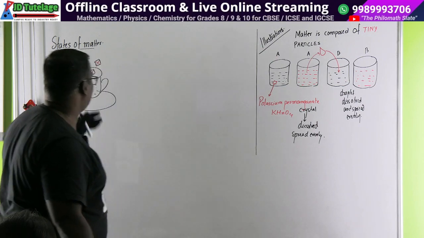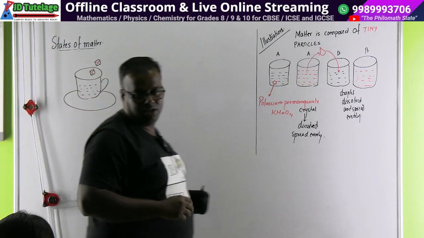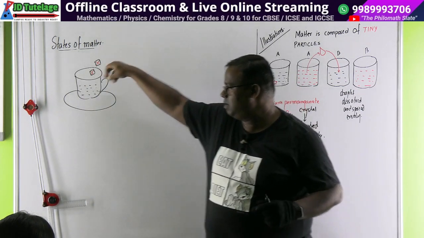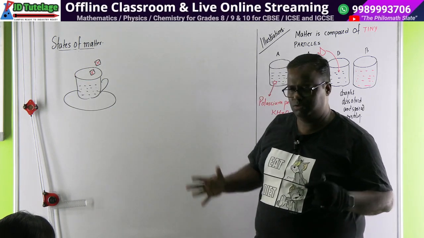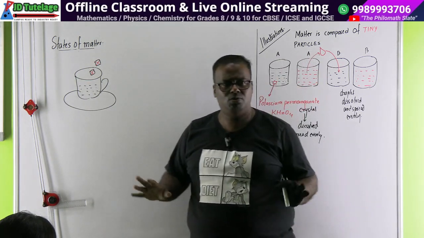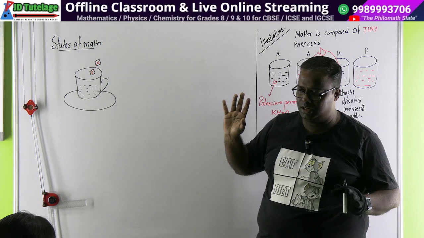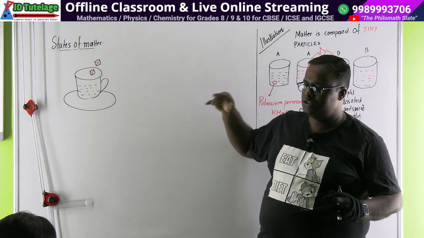Okay. So 2 cubes of sugar. What will be your observation? I just took 2 cubes of sugar and I poured it into my cup of water at normal temperature. What is your observation? Sugar cube is white in color. Water is also clear. So what is the observation?